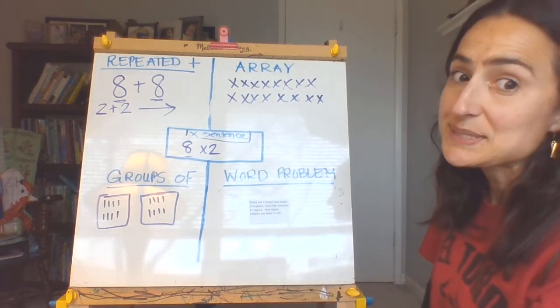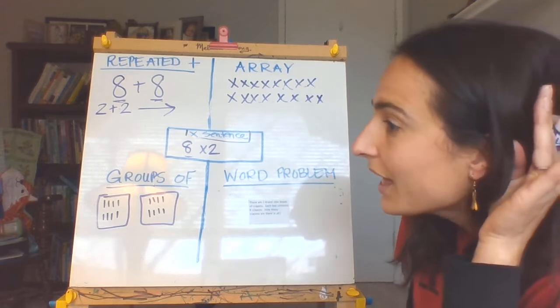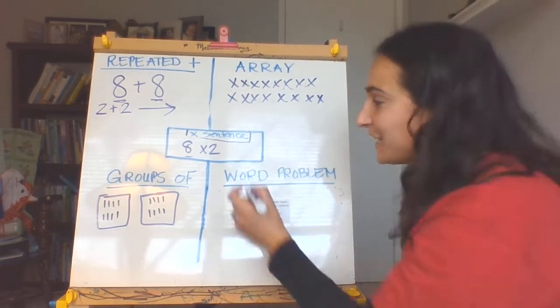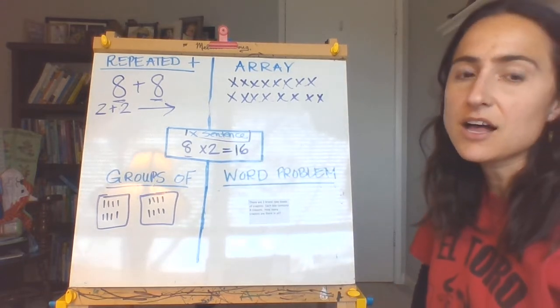And boys and girls, what is the answer? I want you to say it out loud right now. Say it loud so I can hear you all the way in Gilroy. Yes, 16. Good job. Give yourself a high five.